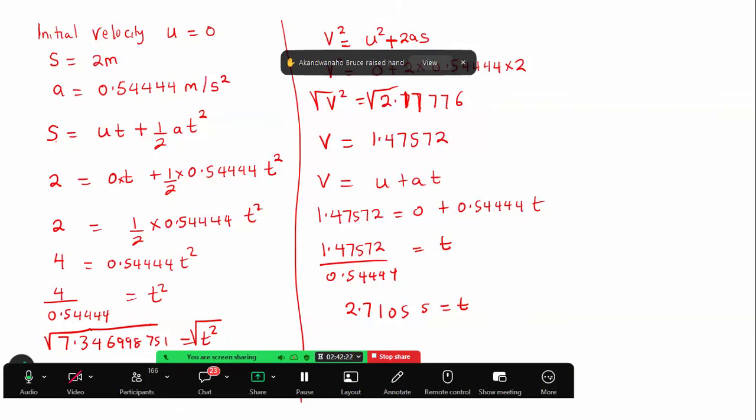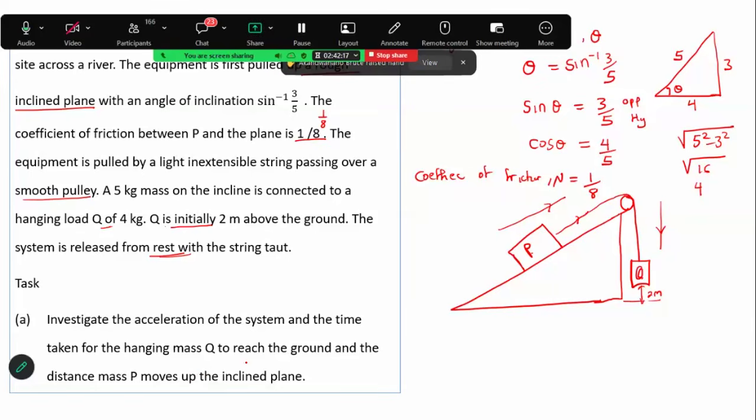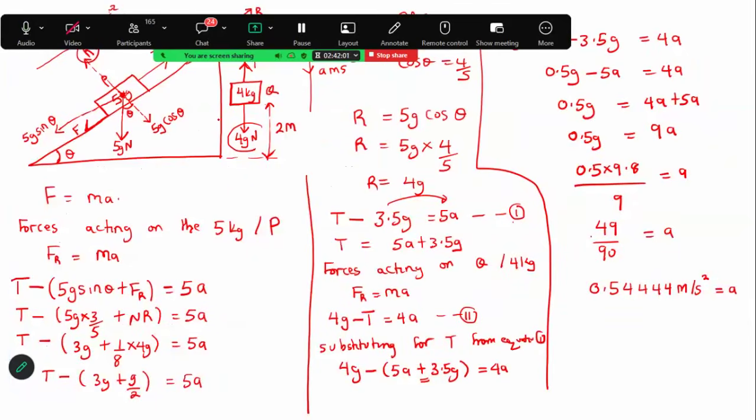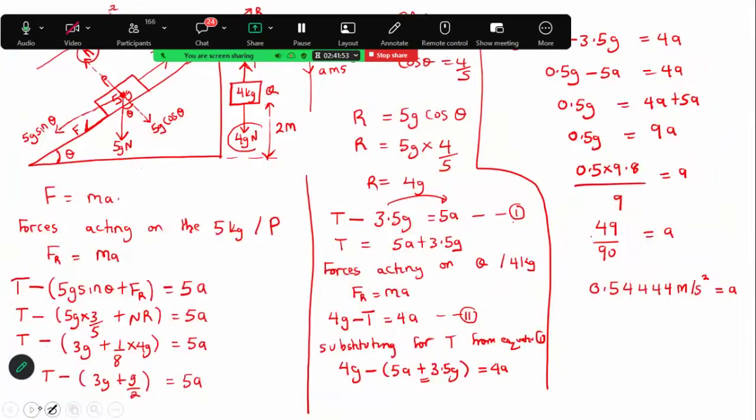Then the last bit of it, let me ask you. They said, to reach and the distance mass p moves up the inclined plane. So members, you tell me, what distance does mass p move up the inclined plane? What do you think that is? The distance must be how far it moves up the inclined plane.